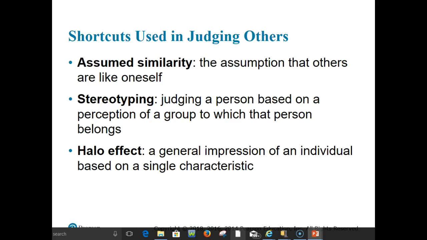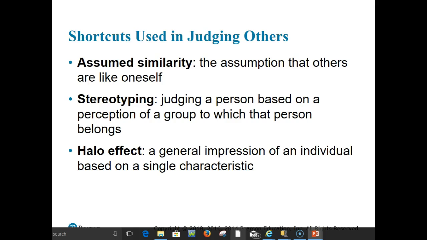Now, it's easy to judge others if we assume they're similar to us. And assumed similarity, or the like-me effect, is when the observer's perception of others is influenced more by the observer's own characteristics than by the person observed. And when we judge someone on the basis of our perception of a group he or she is a part of, we're using the shortcut called stereotyping.